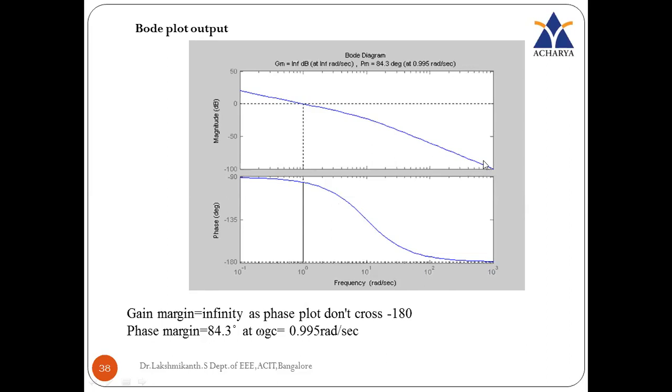Then you can comment on the stability of the system based on whether omega gc is greater than omega pc. In this particular case, since my omega pc is greater, my system is unstable in this context.